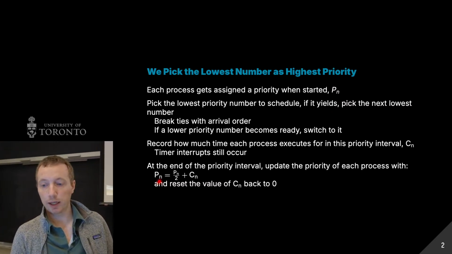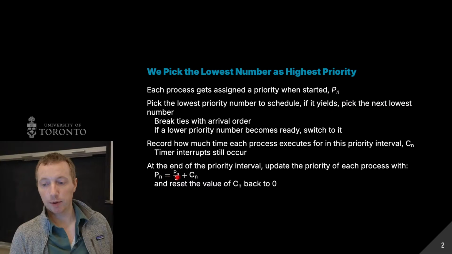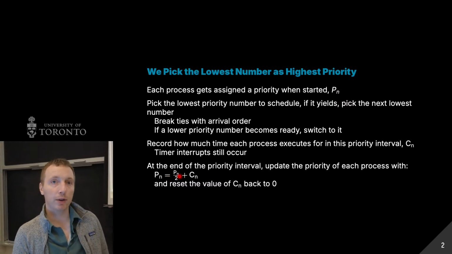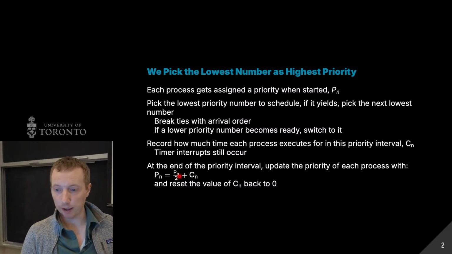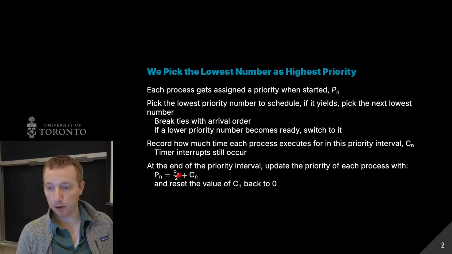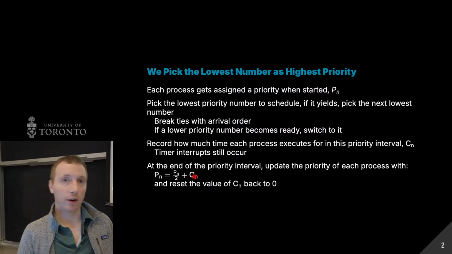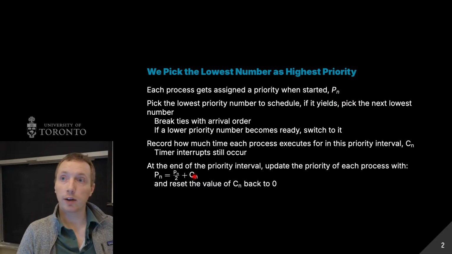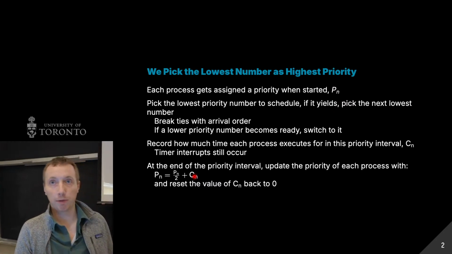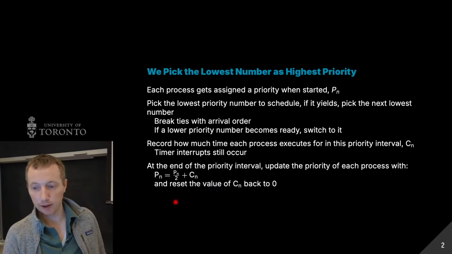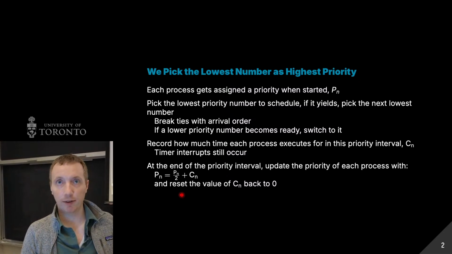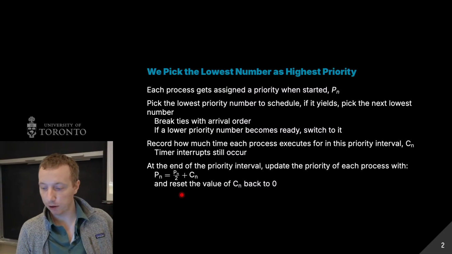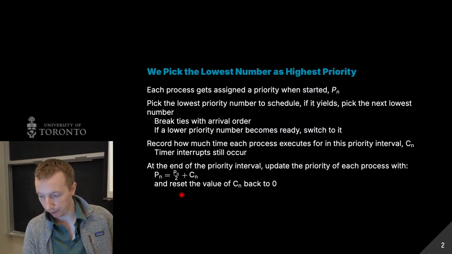The priority of process n is equal to P of n divided by 2. So it gets a bit lower each time since we're dividing by 2, which would mean it's a higher priority. And then we add however long it ran for. So the longer it runs, the higher the number, the lower the priority, so we would prefer to execute some other task. Whenever we recalculate these priorities, the C is just keeping track of how long they execute for, and we reset it back to 0.